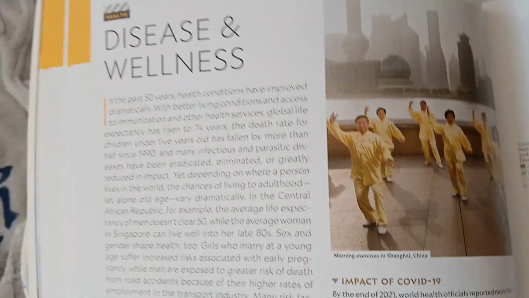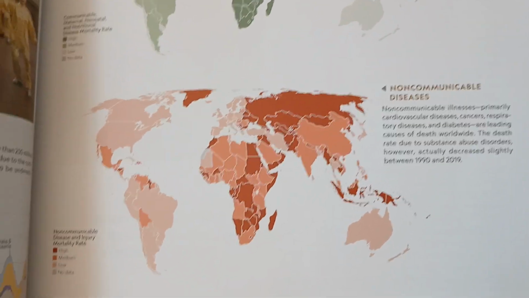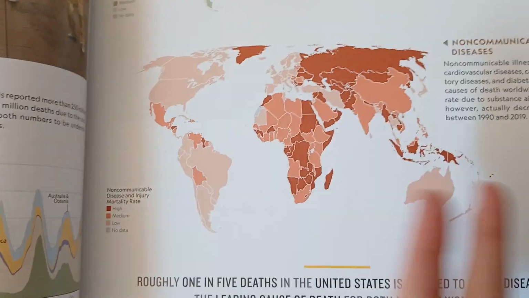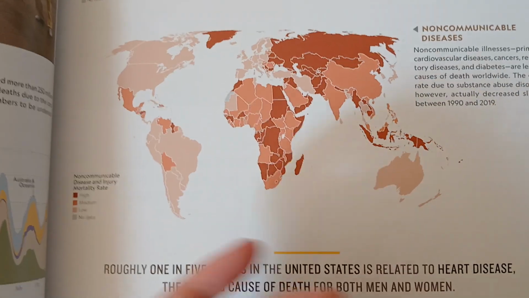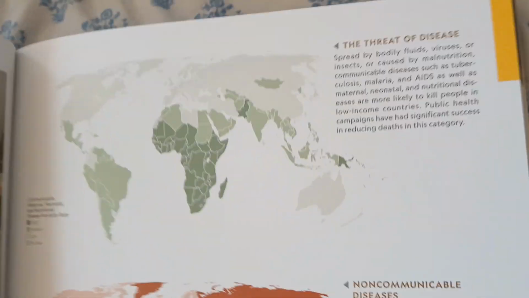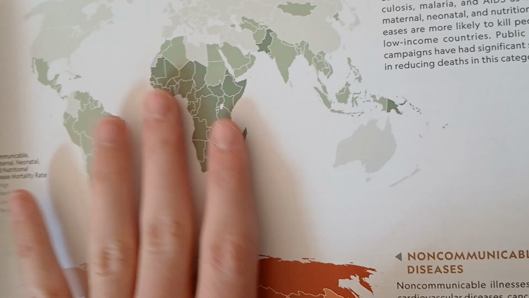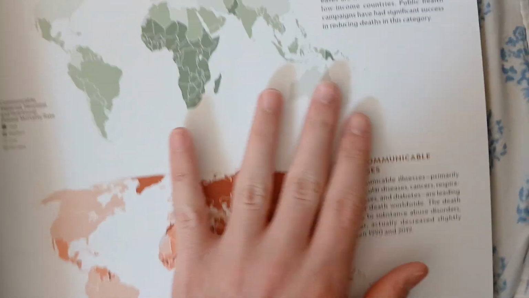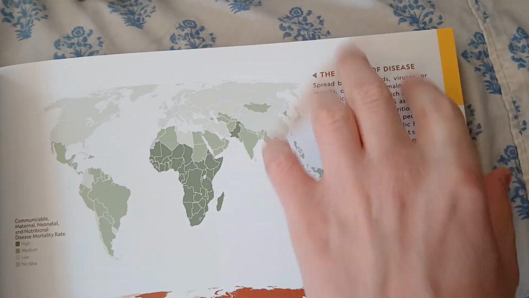So you see diseases. These are all the diseases that can't spread, like diabetes and stuff. You can see that it's high around this area. And then this is disease that is contagious. You can see that there's a lot of problems in Africa and some in Southern Asia and South America. And then Mongolia.